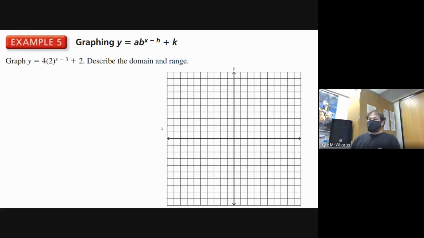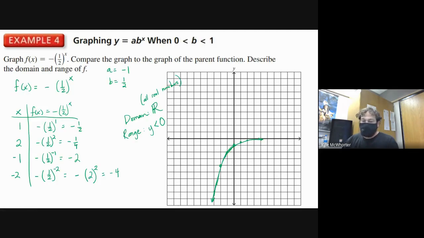Okay, now this one, actually, let's save this one for not tomorrow, but Wednesday. We'll do this on Wednesday or Thursday probably. So I'm going to stop the recording here, and I'm going to have your notes done up to example 4. So let me go ahead and stop this recording.